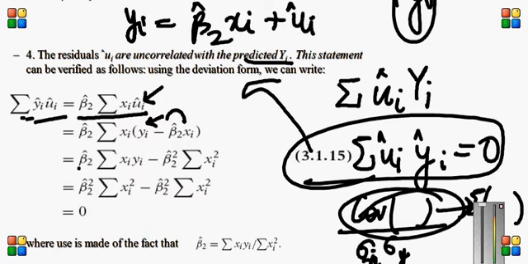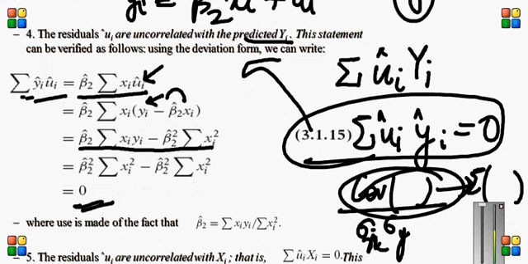If I open the entire thing, I will get this, and this is nothing but the second equation of the OLS, and I know that if this satisfies the second equation of OLS, then this should be 0. So hence we are able to prove that the correlation is 0.